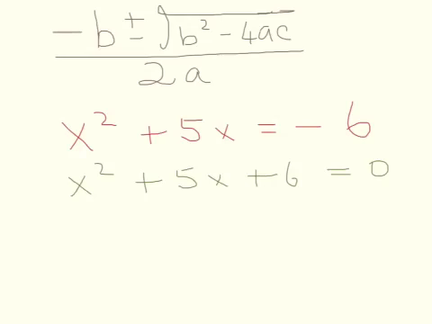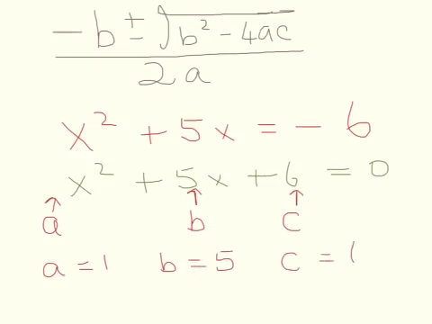A is the coefficient of the first term, which is 1. So a is here. B is the coefficient of the second term, which in this case is 5. And C is the coefficient of the third term. So here we have a is equal to 1, b is equal to 5, and c is equal to 6. And now I can use these numbers in the quadratic formula to find the solutions for this quadratic equation.